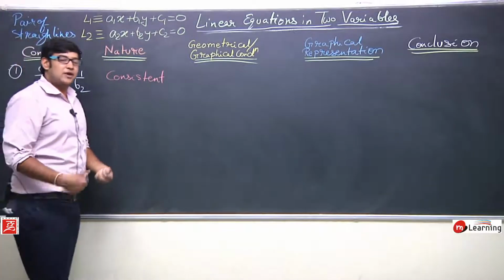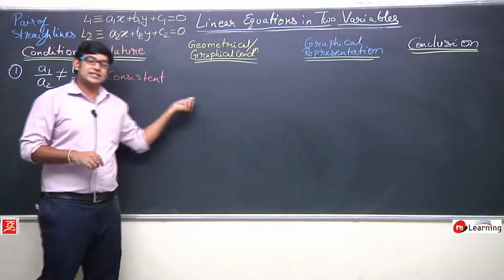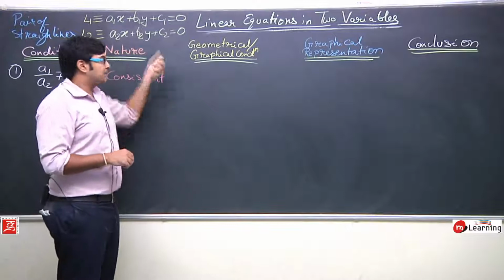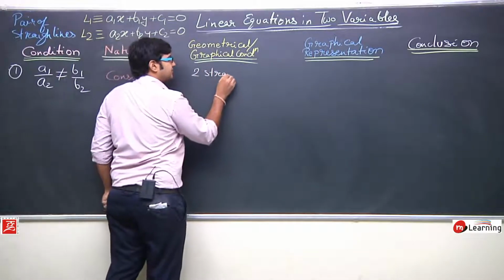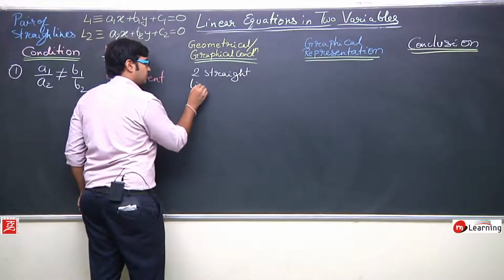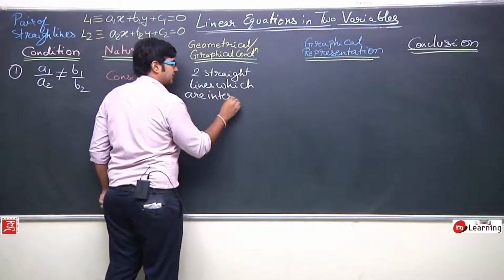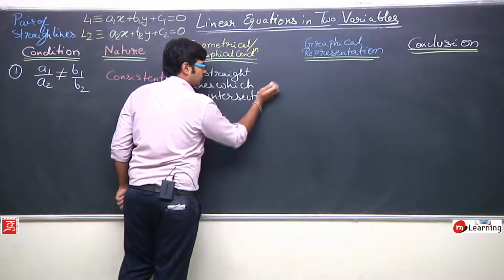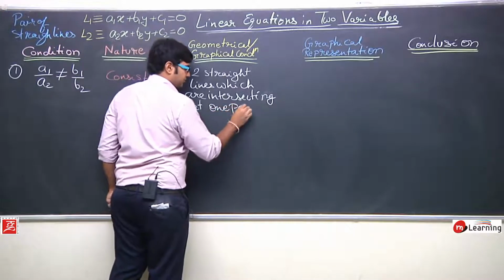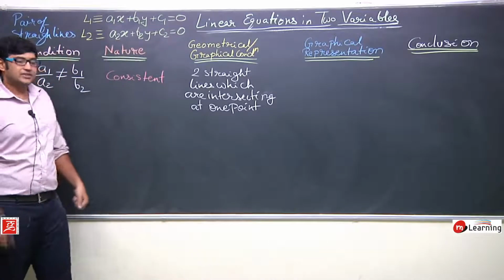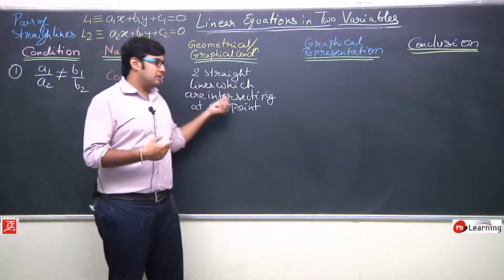The nature of this pair of linear equations is consistent. And what will they represent graphically or geometrically? We will say graphically this pair of linear equations will represent two straight lines which are intersecting at one point. It will represent two straight lines which are intersecting at one point. These equations will tell us about two straight lines intersecting at a single point.